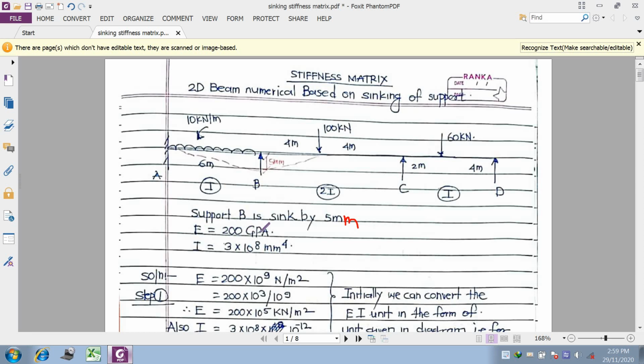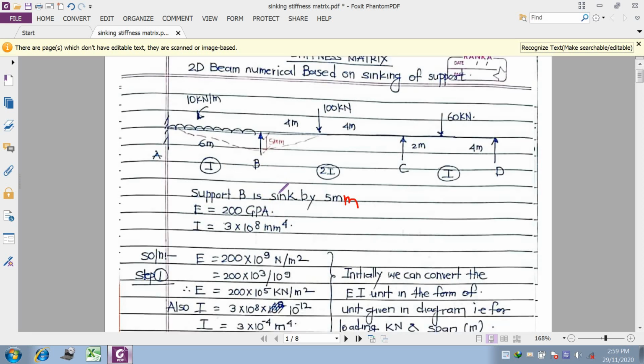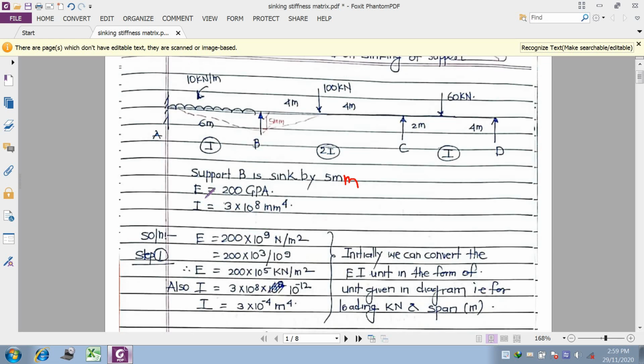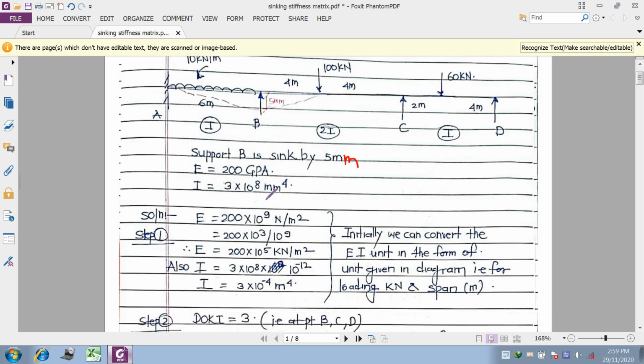And E is given as 200 GPa, so we have to convert it into meter. And the I factor is also given in mm to the power 4. So before starting the numerical, or before going for the generalized step, we have to convert our basic unit. E is given as 200 GPa, that means 200 into 10 to the power 9 Newton per meter square. When we convert it into kilonewton per meter square, it will be equal to 200 into 10 to the power 5 kilonewton per meter square.